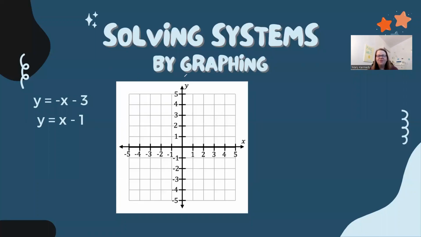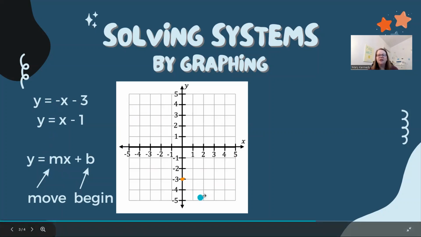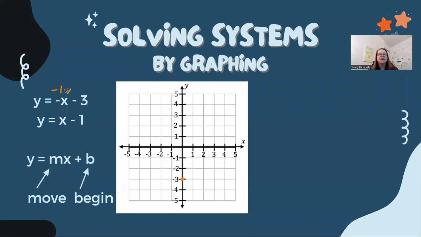Let's jump right in. If we're graphing, we know that we are going to start with the first equation and we're going to begin at the end. So if the end is -3, then we start down 3, put a point, and then we think about how we're going to move. The M is telling us to move. That's the number in front of X. In this case, there's a -1 here. So it's -1 times X.